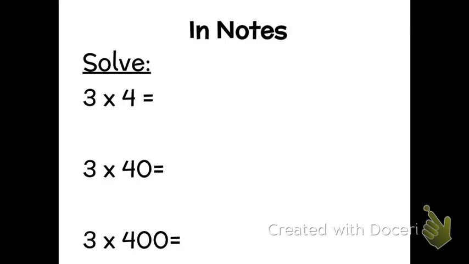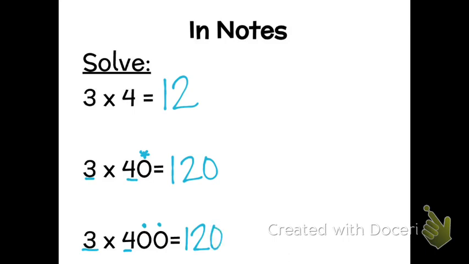So I start by solving 3 times 4, and I get 12. I do the same thing in my next problem, 3 times 4, but this one's not complete because I have to remember to bring that zero in on the end. Again, you should be solving these in your notes as well. So again, 3 times 4, which gives me 12. And I put 2 zeros on the end for that one.